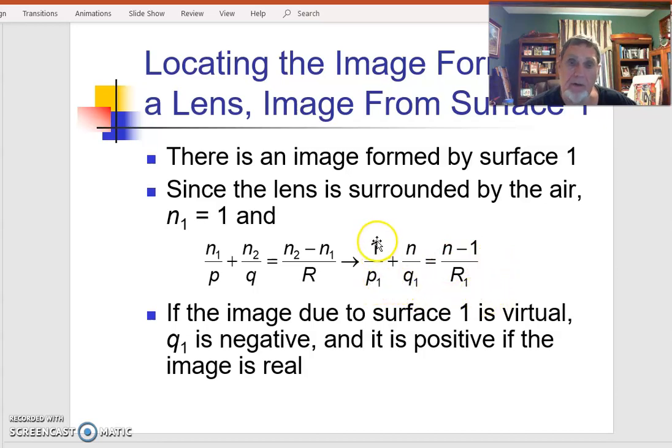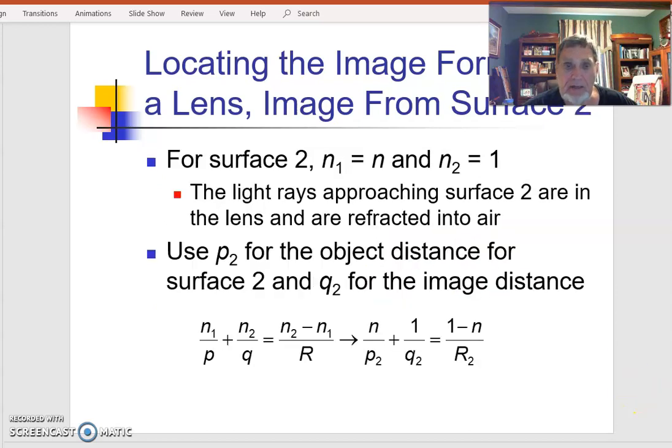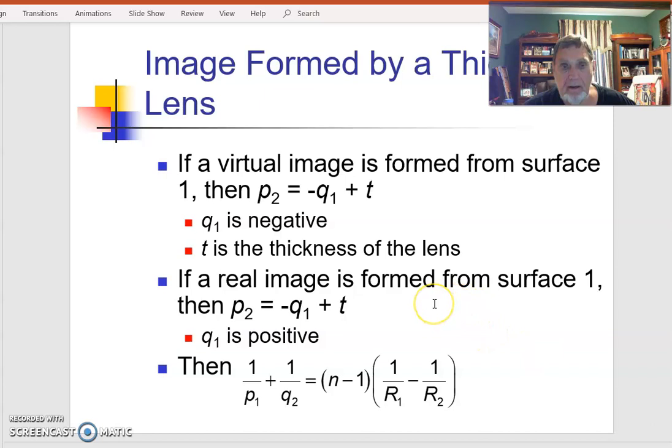Again, that has to be applied to the second image. That was for the first side. This is for the second side. You apply it, and now you swap 1 and 2 and combine those, and we end up with that equation, which in terms of the first image, remember the first image is the second object. Because of that, P2 becomes minus Q plus T. Again, a little bit of algebra to do, but what we end up with is called the lens maker's equation.